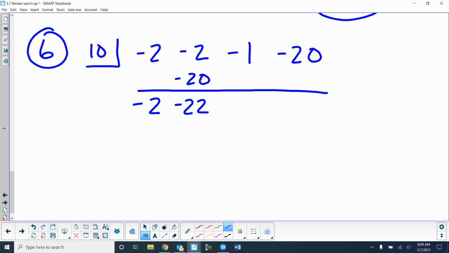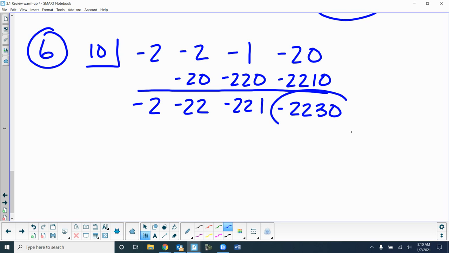10 times negative 22 is negative 220, and I add those. And 10 times negative 221 is negative 2,210. And when I add those, it's negative 2,230. Multiplying by 10 means you just add a 0 on the end, right? We good? Any questions? All right.